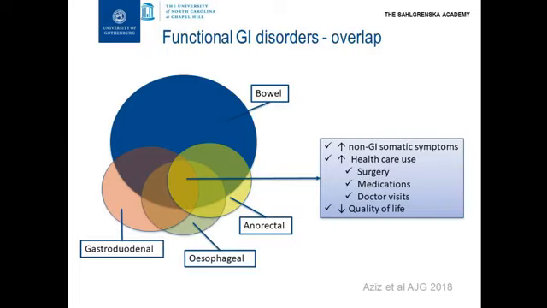Patients with a lot of overlap also have more symptoms outside the gastrointestinal tract, what we call non-gastrointestinal somatic symptoms, which are more common in these patients with many symptoms from different parts of the GI tract. These patients with overlap also have more healthcare use. They have undergone surgery more frequently, sometimes unnecessary surgery. They also take more medications, and they visit their doctor more frequently. And it, of course, affects their quality of life in a negative direction.